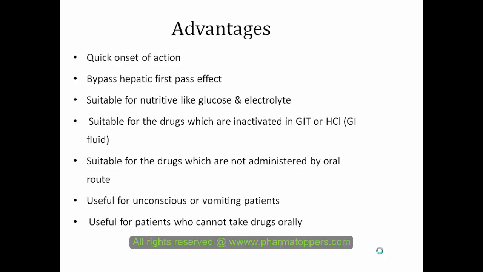They are suitable for nutritives like glucose and electrolytes, suitable for drugs which cannot be administered by the oral route, and suitable for drugs which are inactivated in the GIT. These types of problems commonly occur in the oral route of administration. They are also useful for unconscious or vomiting patients, and for patients who cannot take drugs orally.